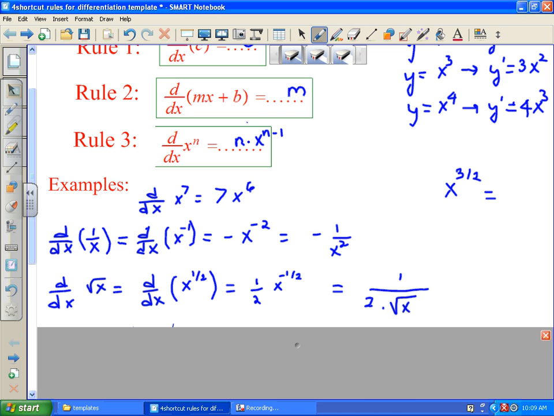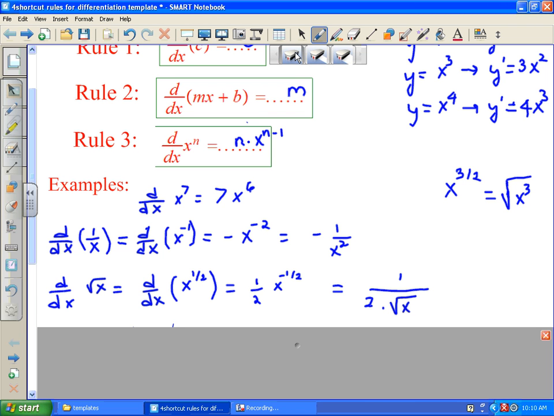The 3 is the power and the 2 is the root, right? So this would be the same as the square root of x cubed, correct? Because 2 is the root and 3 is the power.